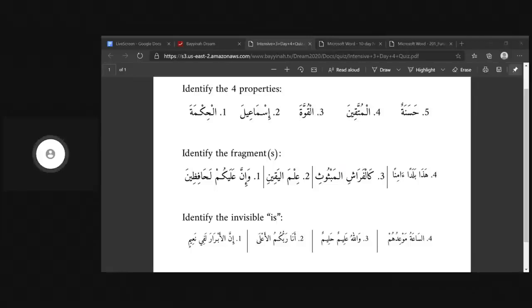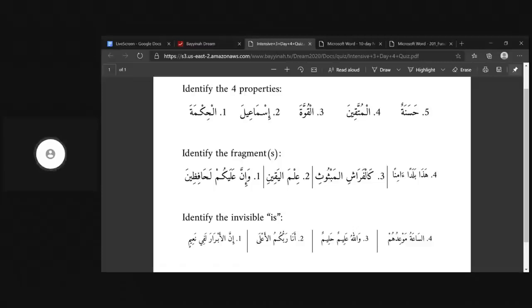Why is kal farashi jar? Or why is it jar majrur? But kadhibina is not jar majrur. In kal farashi, this kaf is harf of jar. But in kadhibina, the kaf is a part of the word. The word is kadhib. Kadhib is somebody who lies, is a liar.